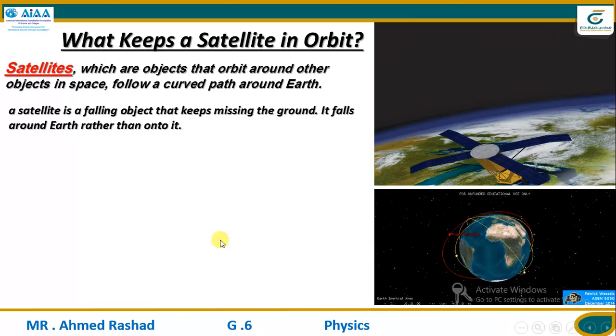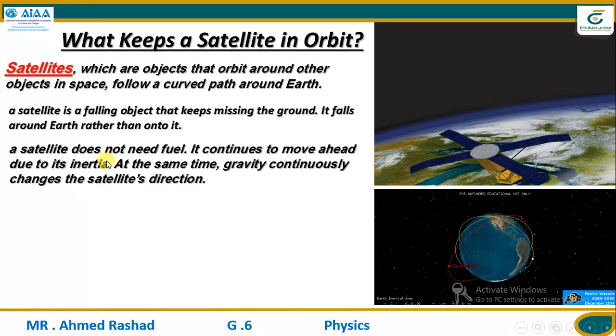You can see in this video the motion of some satellites around the Earth in the same orbits, and that's due to the circular motion. A satellite does not need to fall. It continues to move ahead due to inertia. Do you remember inertia in Newton's first law of motion? Any object stays in its state unless a force is affecting it.